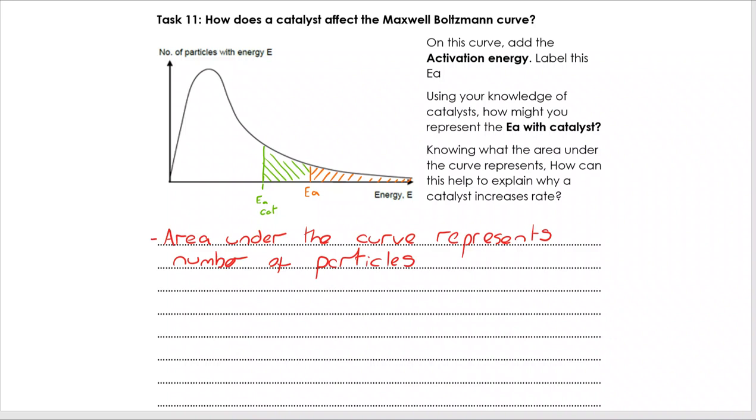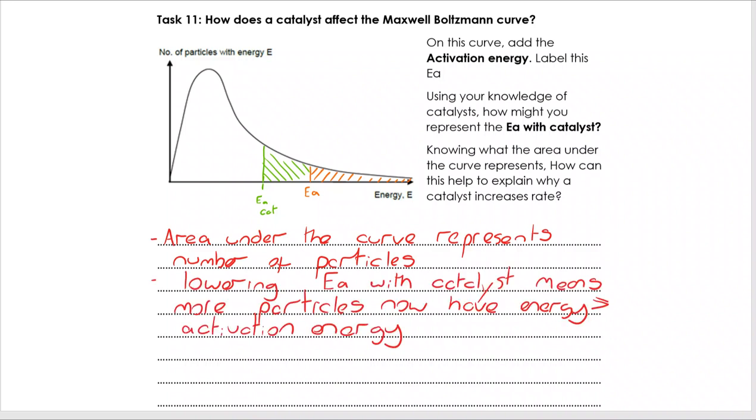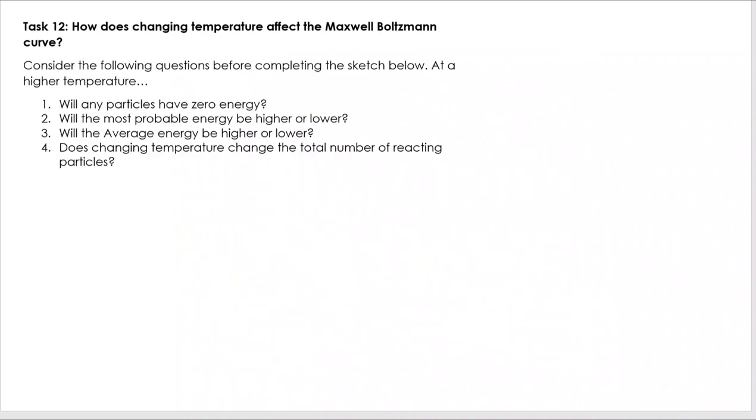So the area under the curve represents the number of particles. Lowering the activation energy with the catalyst means more particles now have energy equal to or greater than the activation energy, and that means there are more successful collisions, so the rate goes up. Now let's consider the impact of changing temperature. And there are 4 questions here to think about that are going to help guide how we're going to draw the amended distribution curves when we change temperature.